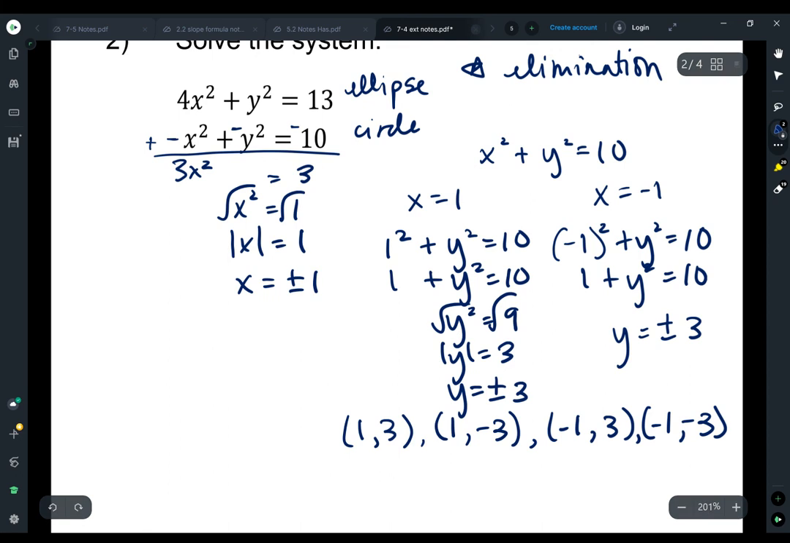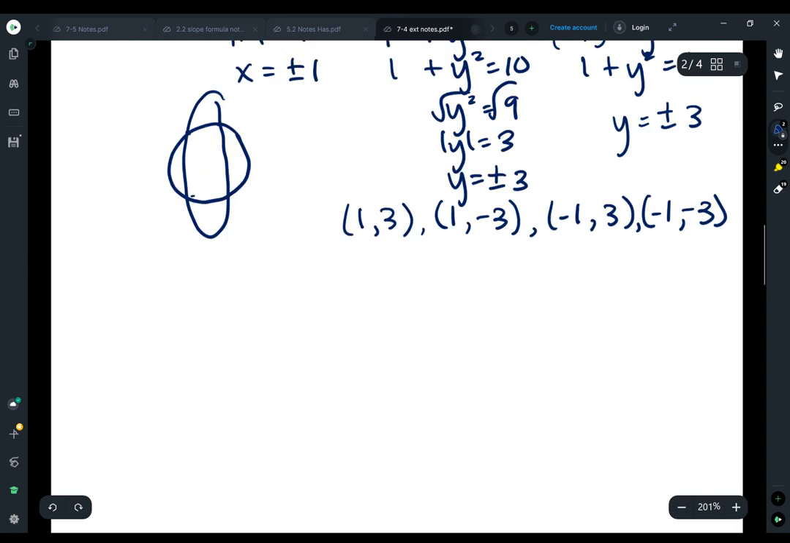So I end up with 4 solutions. If we think about a circle and an ellipse, they could cross in 4 places, and that's what we've got going on here.